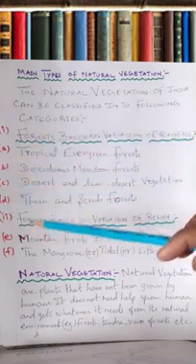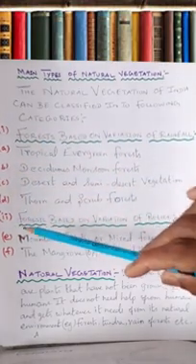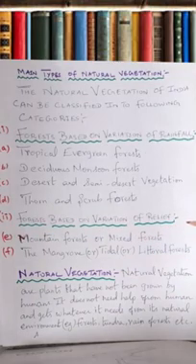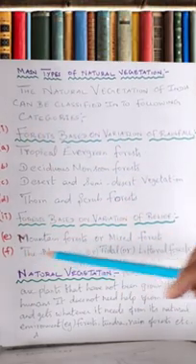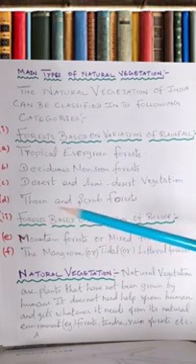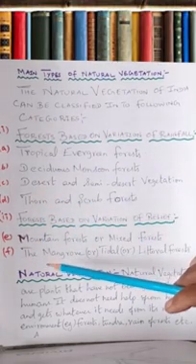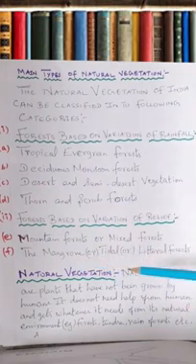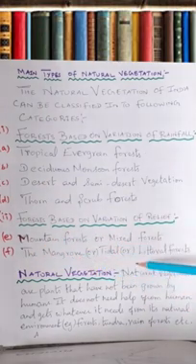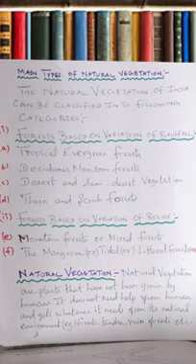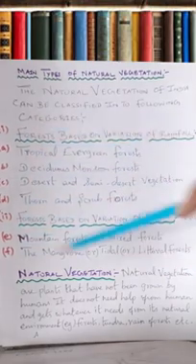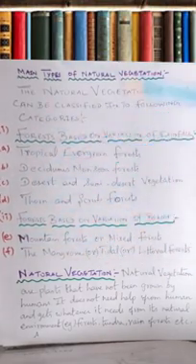The second division is forest based on variation of relief. E. Mountain forest or mixed forest. F. The mangrove forest or tidal forest or littoral forest. All these A to F points fully cover 3 marks.